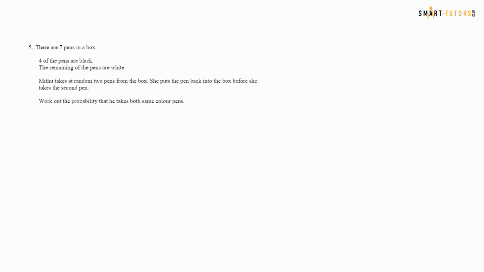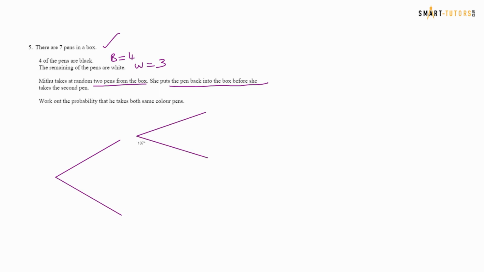There are 7 pens in a box. 4 of them are black, so black is 4, and the remaining pens are white, so white is 3. Mithu takes at random 2 pens from the box. She puts the pen back into the box before she takes the second pen. So the problem here is a replaced question. It's a very familiar question, so let's do it quickly.